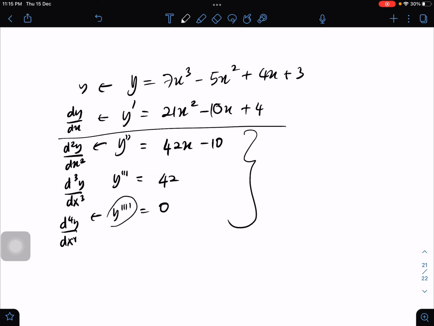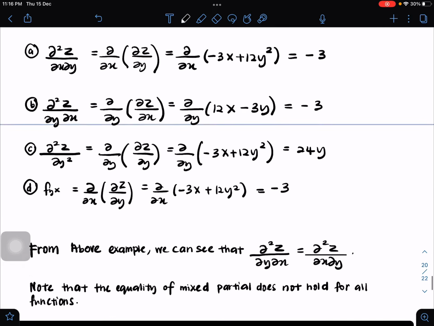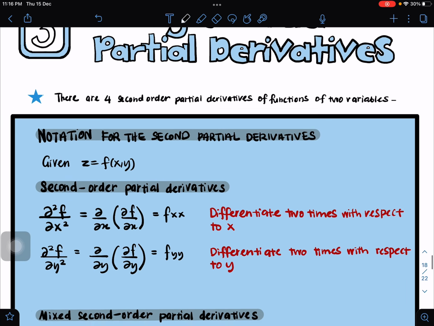But what is the difference between a function with one variable and a function with two variables? It's just that sometimes you have to differentiate in terms of x, and sometimes in terms of y. Maybe the first time you differentiate in terms of x, and then the second time in terms of y. Let's see the definition of the higher order, so we can see the higher order partial derivative.